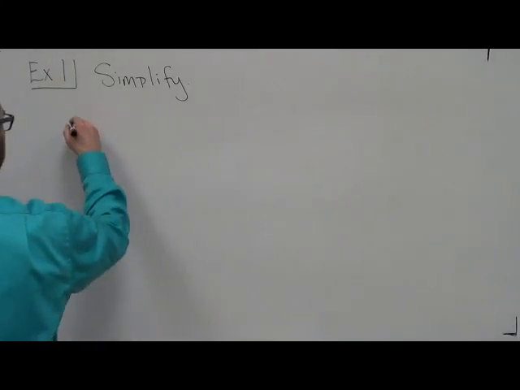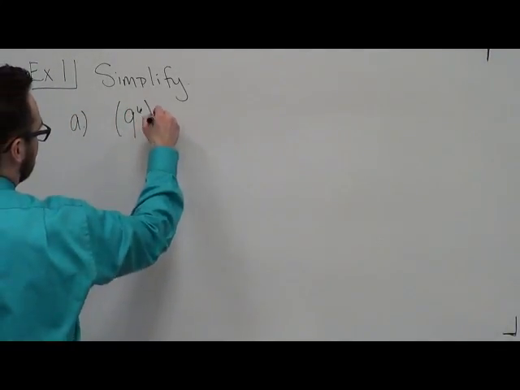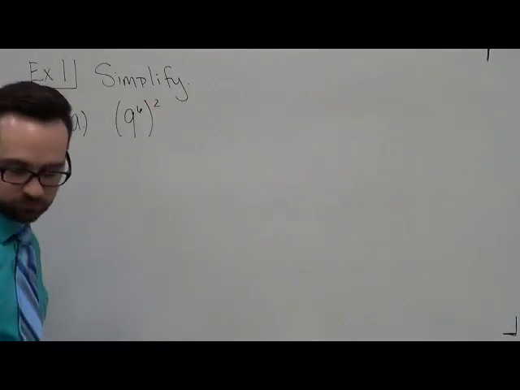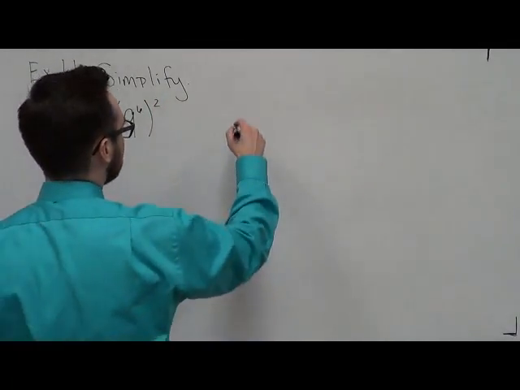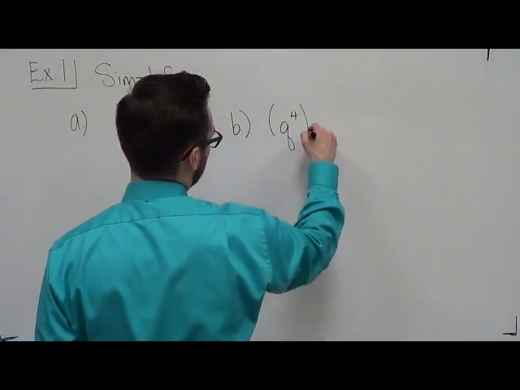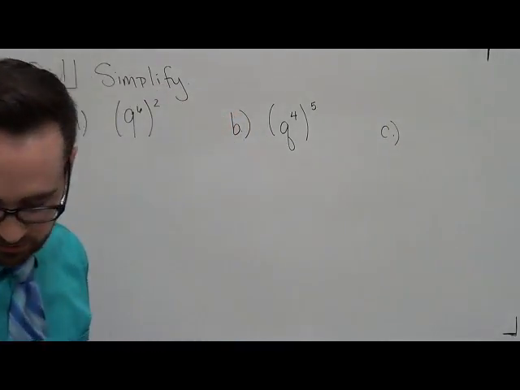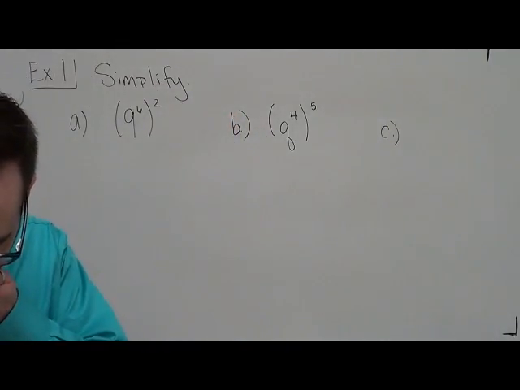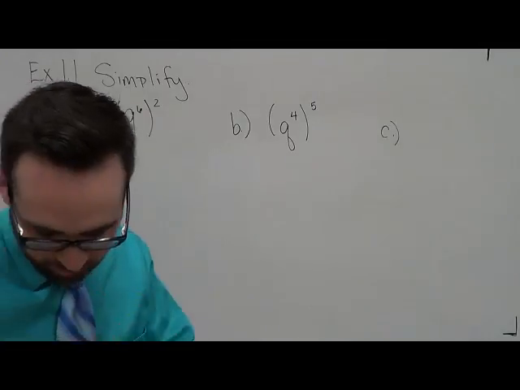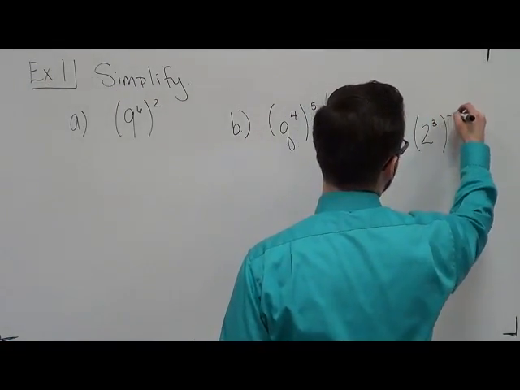So the first one, we just have 9 to the 6th to the 2nd. Part B, it's going to be q to the 4th to the 5th. And then part C, it's going to be 2 cubed to the negative 2.